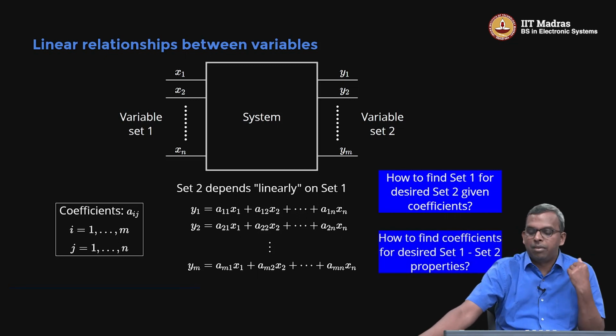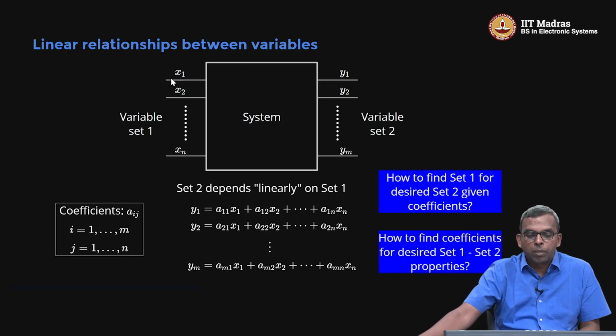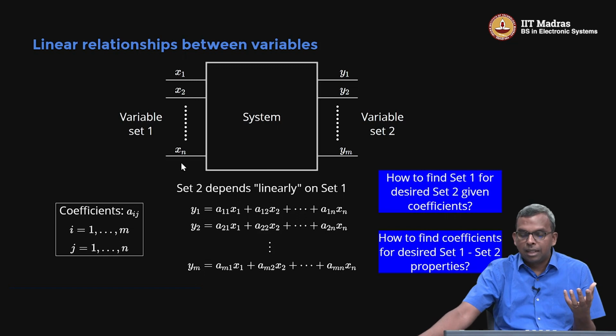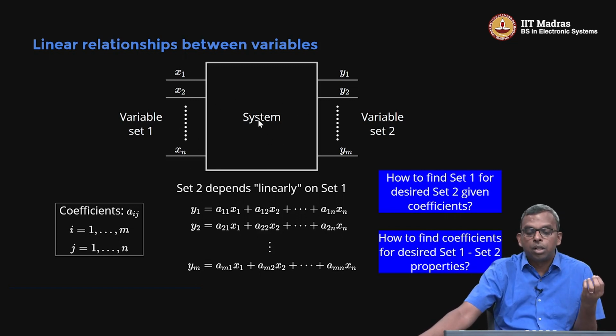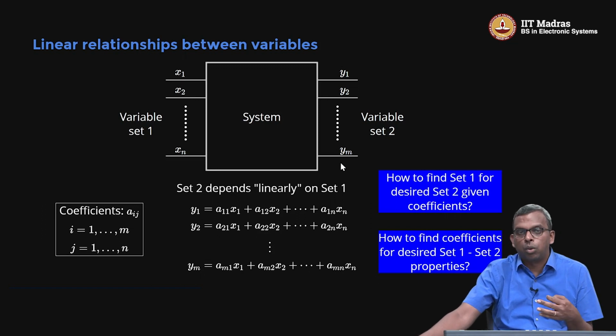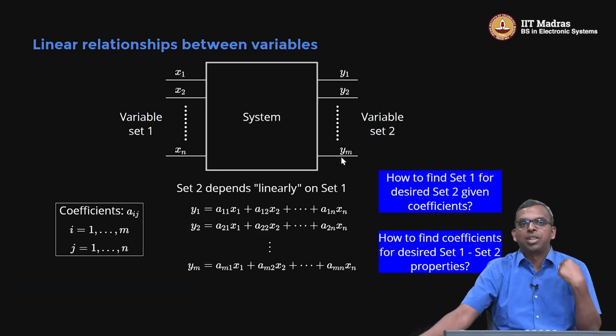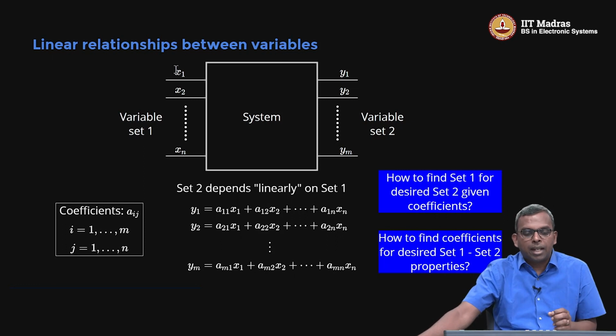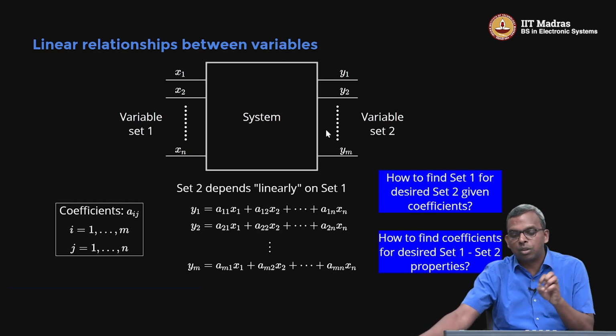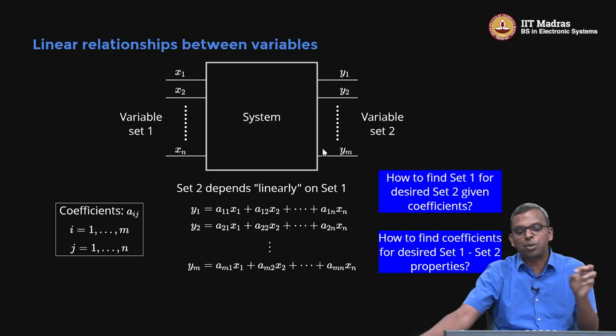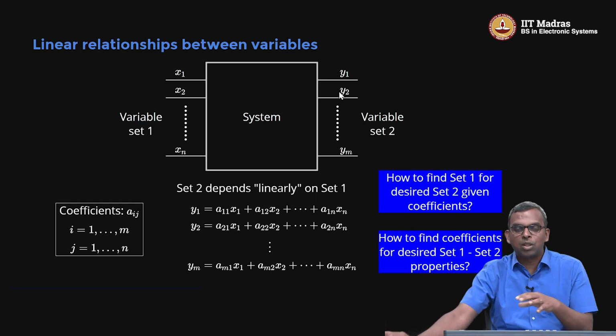The other type of question which is very interesting is, you may desire a certain type of system property. So you may say this type of input should go to this type of output, okay, and find out the coefficients so that I can make sure that this type of inputs go to this type of outputs, and maybe some other type of inputs go to some other type of outputs. Okay, so this is system design.